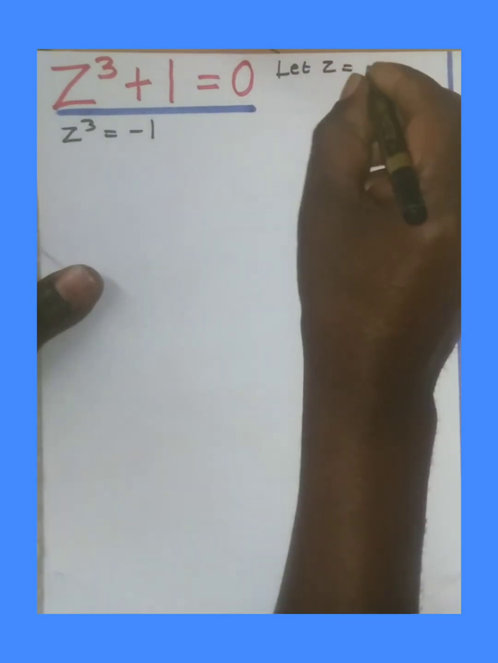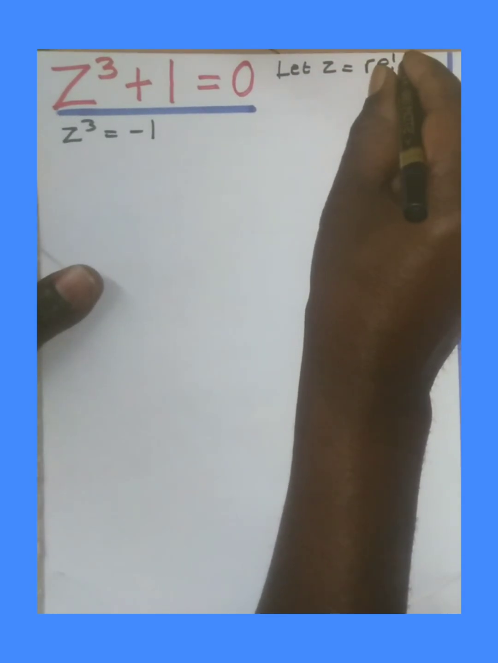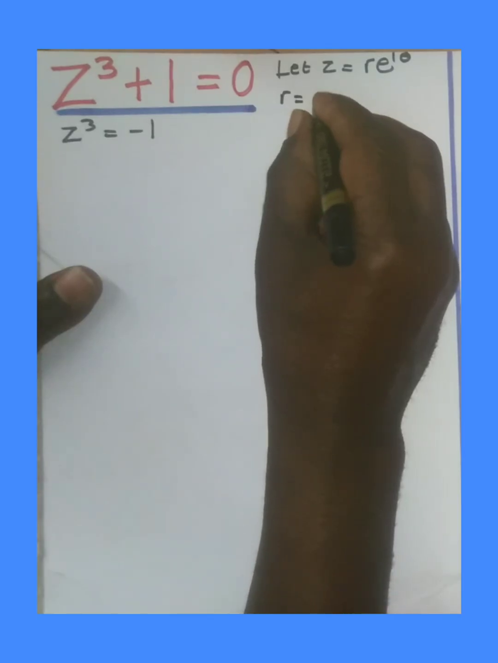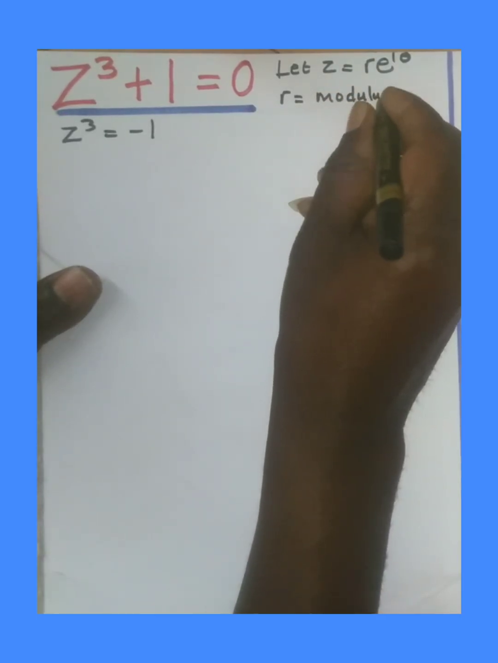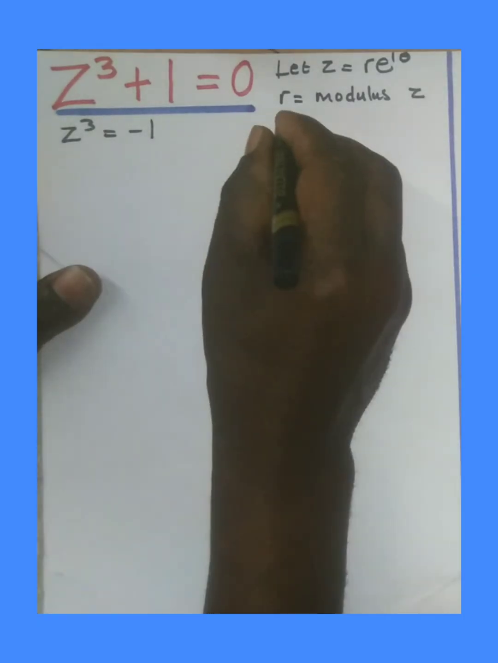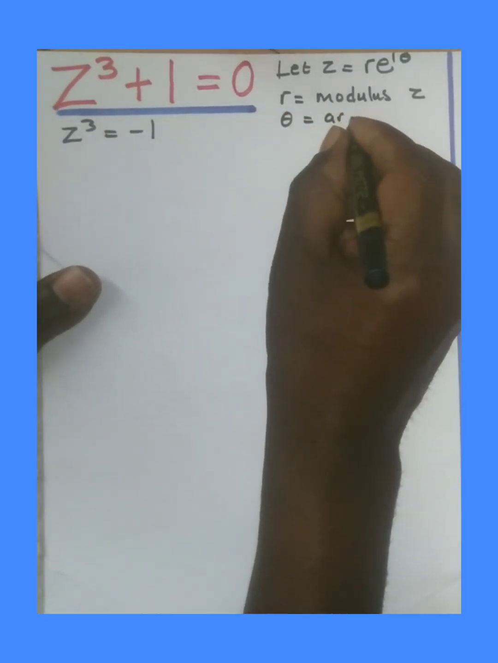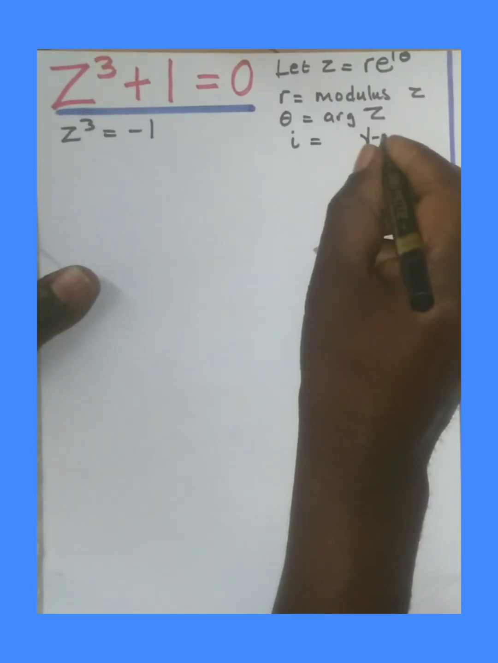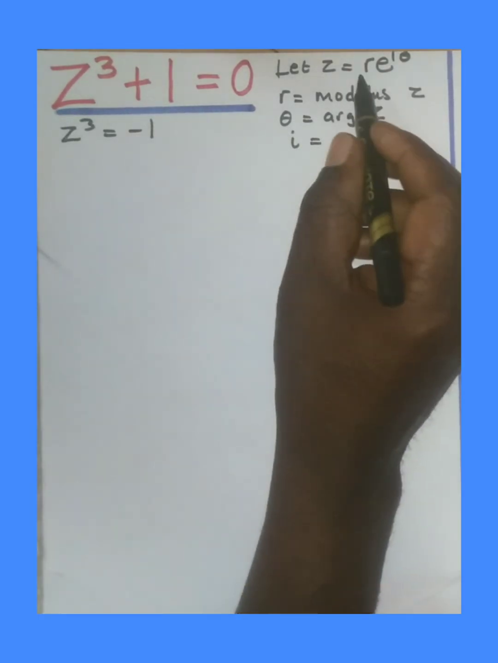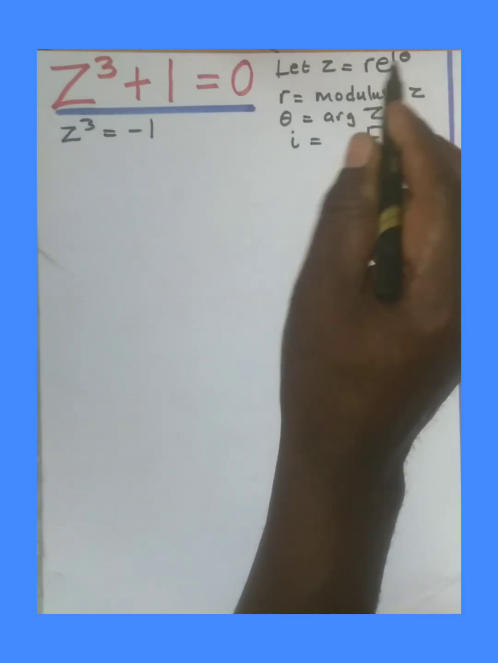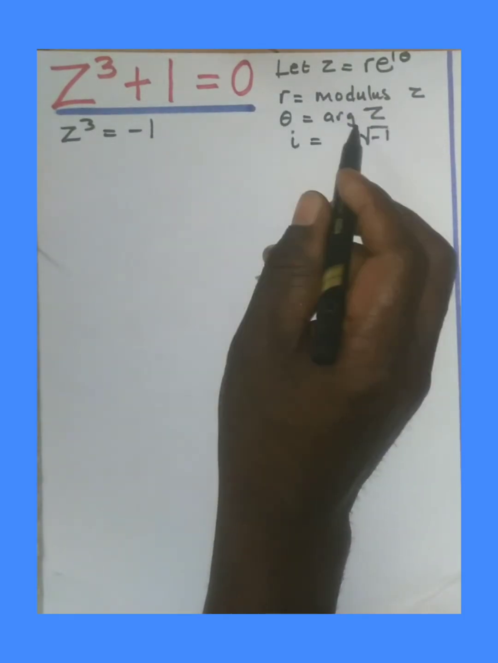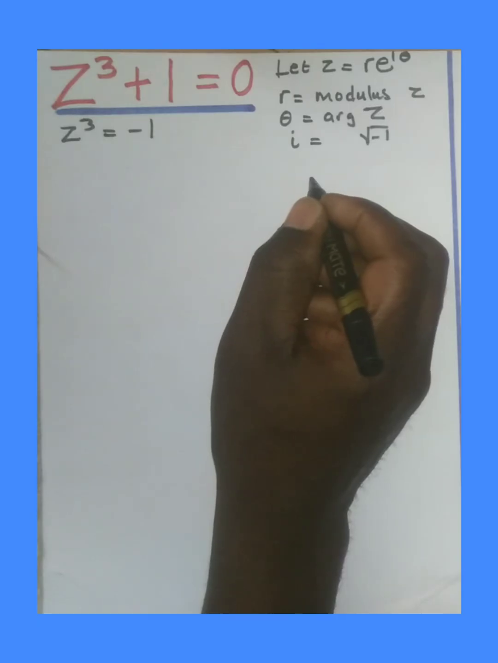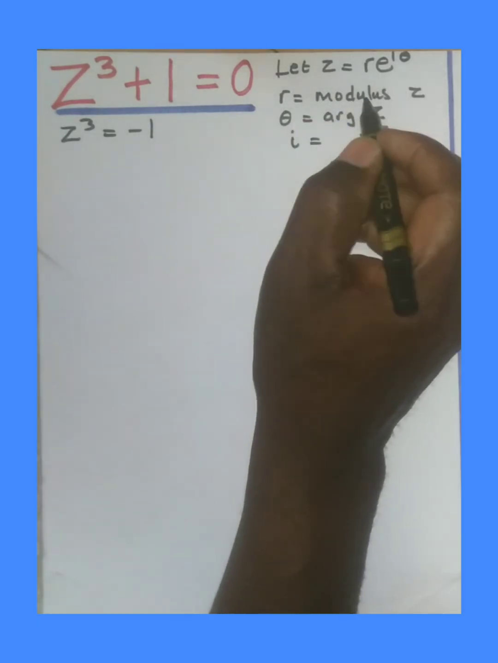So first of all, let z equal r e to the power i theta, where r is equal to the modulus of z, theta is equal to the argument of z, and i is the number square root of minus 1. Now, if z is equal to that, what is z cubed?